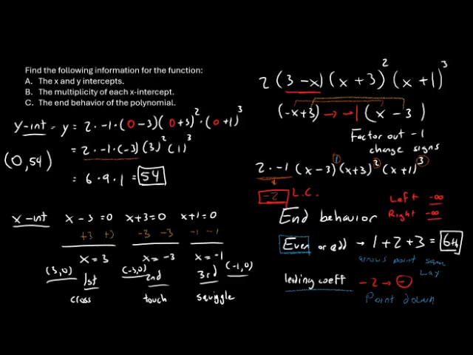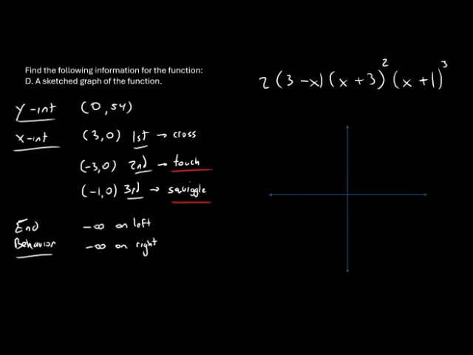Now, with our end behavior and intercepts in order, we can draw the graph. To begin drawing our graph, let's begin by marking the y-intercept and all the x-intercepts. Our y-intercept is 0, 54 at the top. We'll have intercepts at 3, 0, negative 3, 0, and negative 1, 0. Also, our end behavior says we'll have an arrow pointed down on the left and another arrow pointed down on the right because we should go to negative infinity on either side.